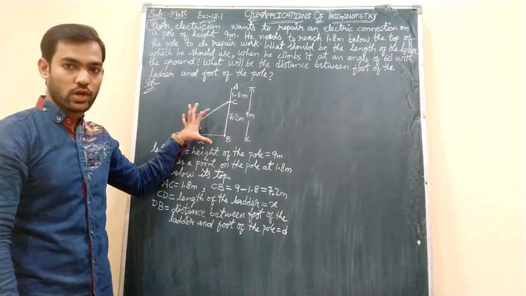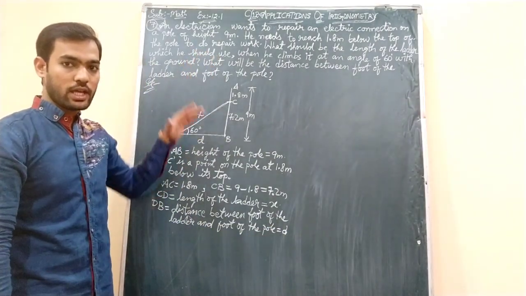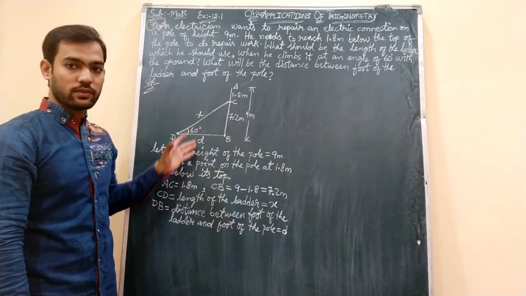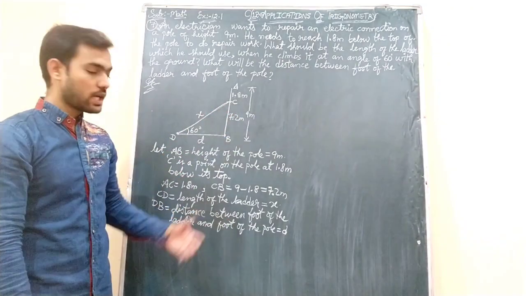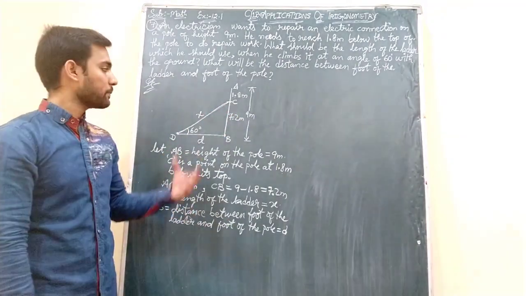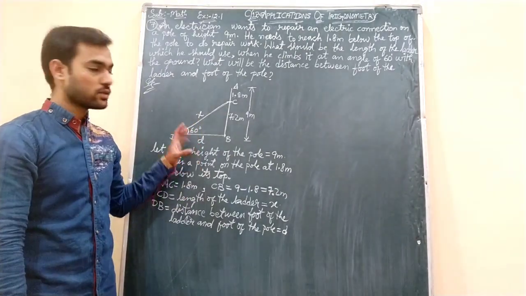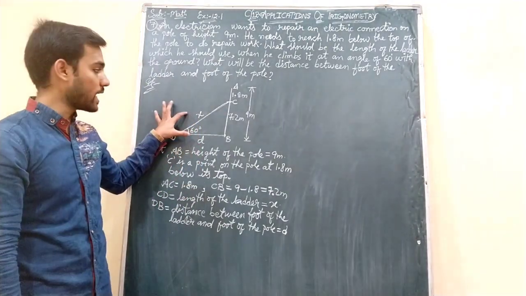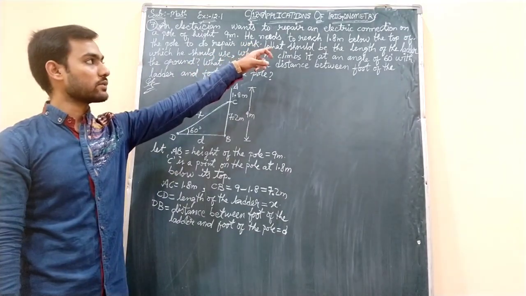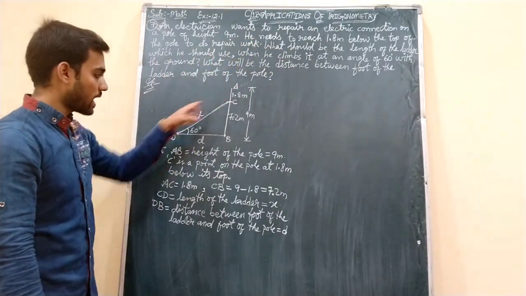Understand, students? So we have drawn the diagram as per the given data of the question, and the different terms we are assuming, that also we have noted down over here. Now we will proceed for finding this x as well as this d. So first of all, try to find out this x, because that has been asked first. What should be the length of the ladder?